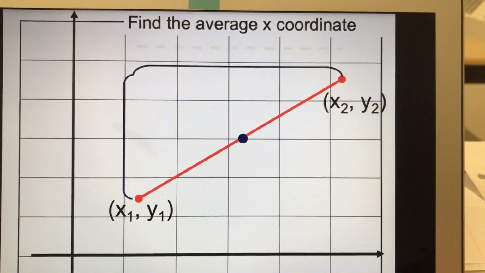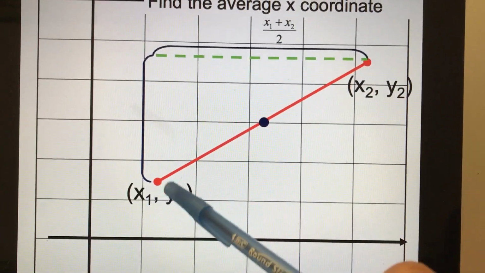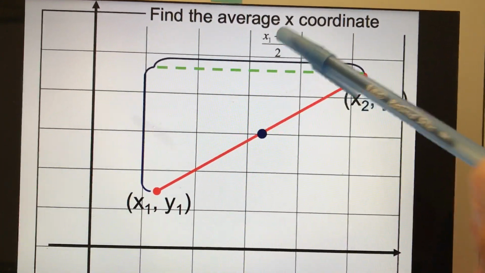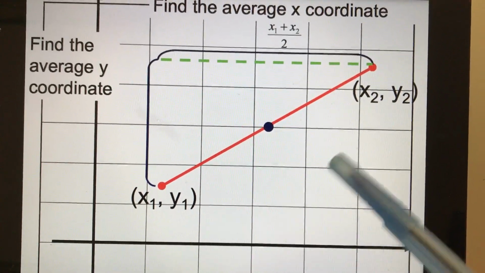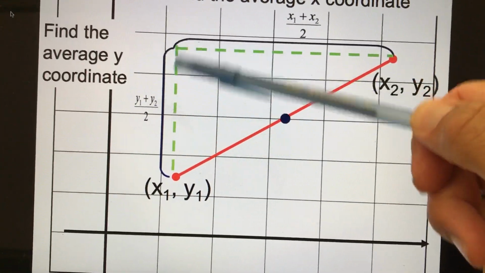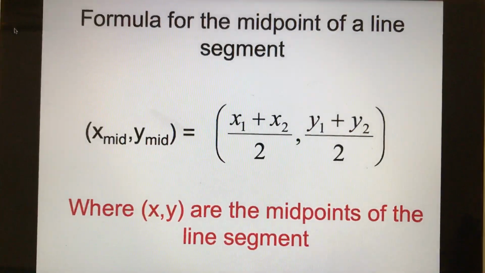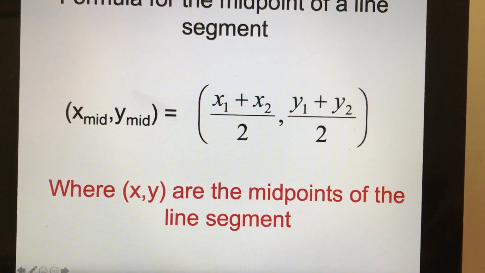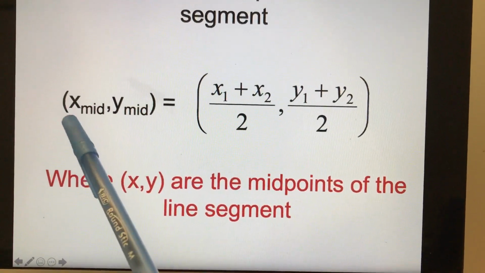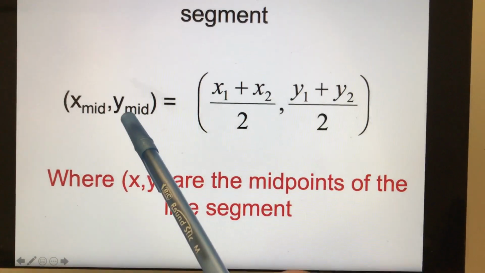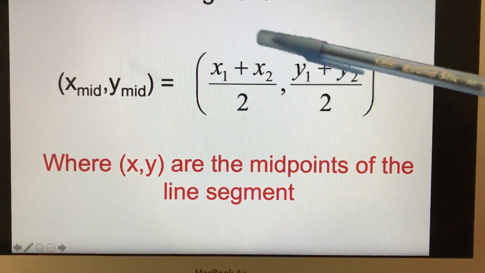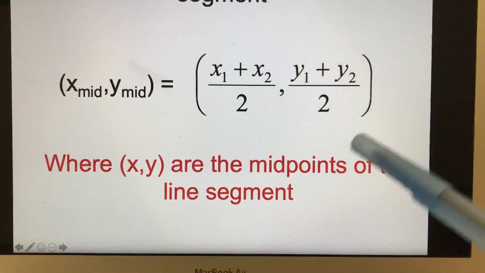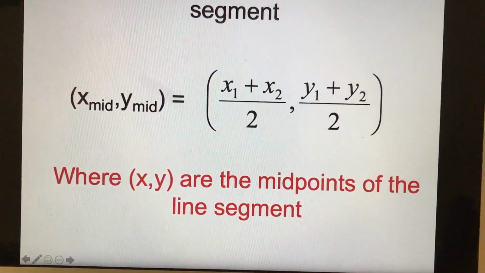We're going to do it using the x coordinates. So whatever this x value is and that x value is, I'm going to add them together and divide by 2, just like the average. And I'm going to do the same thing for the y values. I'm going to add the y values together and divide by 2. Now the formula for this is this, and it looks a little intimidating, but it's not. It's just the two averages put together. This just stands for the x midpoint and the y midpoint. And this is just find the average of the x's, that's the x coordinate, and find the average of the y values, that's the y coordinate. That's it. And this (x, y) represents the midpoint.